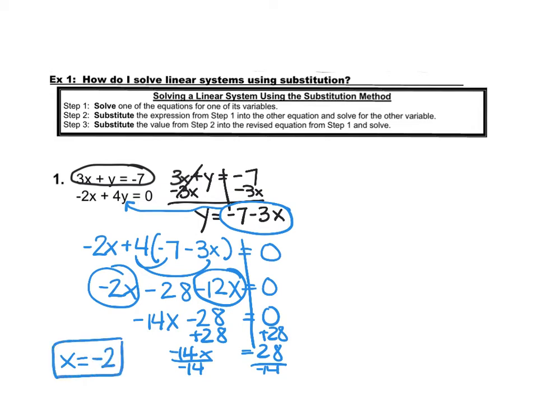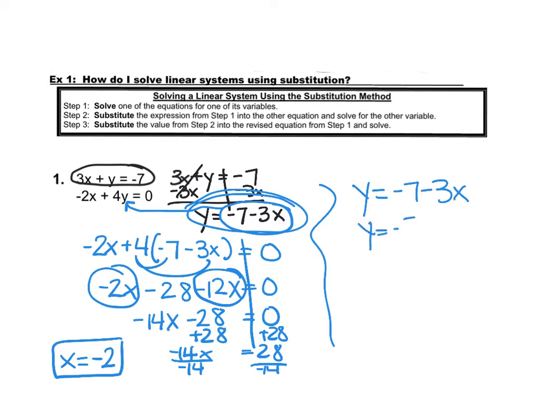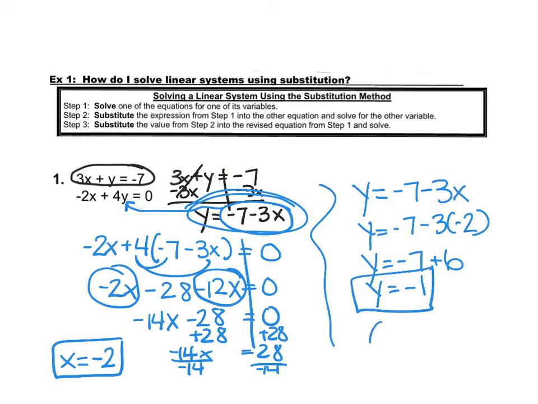All right. So now we need to go back into one of these. I'm just going to take this one right here because that would be the easiest one to substitute it back in. So I have y is equal to negative 7 minus 3x. And remember, x is equal to negative 2. So y is equal to negative 7 plus 6. Y is equal to negative 1. All right, so we have the point: negative 2 because that's our x, negative 1 because that's our y. So this right here is the solution, negative 2, negative 1.